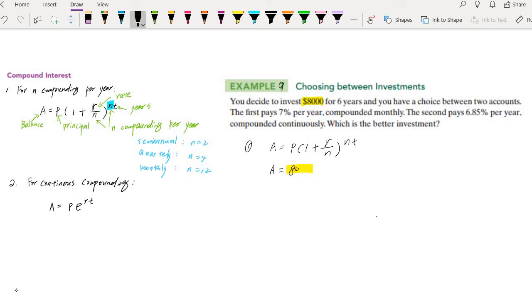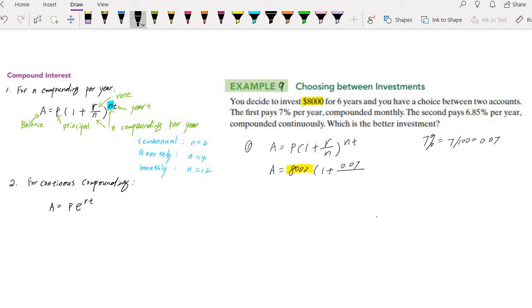So that's 8,000, and then plug in 1 plus r. This is the rate. Your r is 7%, so we have to change this to a decimal. Some people really have a hard time changing this to a decimal, and always make a mistake. You can just use a calculator. 7 divided by 100 gives you 0.07. So that is our r, 0.07. You always have to change to a decimal.